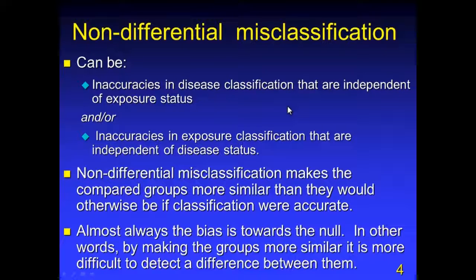So the overall effect of either type of misclassification, non-differential misclassification, is basically to make the compared groups more similar than they would otherwise be if you had completely accurate classification. And so this kind of smears things out. In most cases, other than in very special circumstances, which you're unlikely to encounter, the bias is towards the null, and you're fairly safe in concluding that the bias will be towards the null if you have non-differential misclassification, either of exposure or disease.